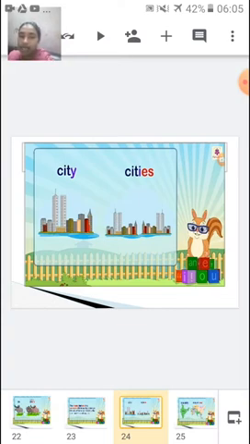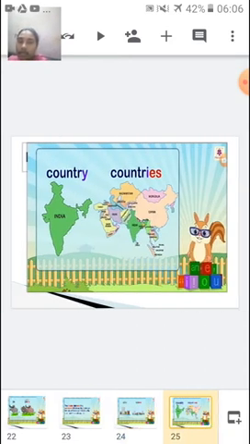Can you find Y here? No, you cannot find Y here because Y has been completely changed into IES. Okay, children? Now city will become cities. And here country again will become countries. So R is a consonant followed by Y. You will have to change country into countries, that is IES.